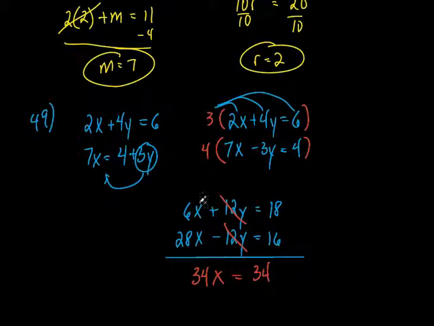Yeah, I'm adding them all up. That's what I said up here. You're adding up your columns, right? Because when I add 12 and negative 12, I get a 0. Make sense? So divide by 34, what's x? It's 1. Now, I'm not finished though, am I?